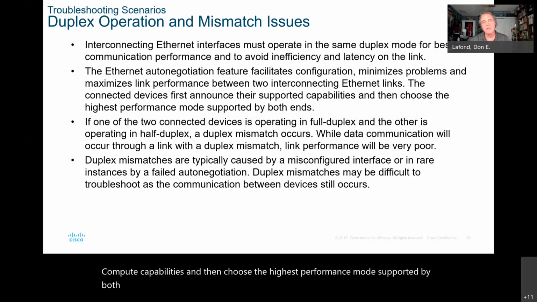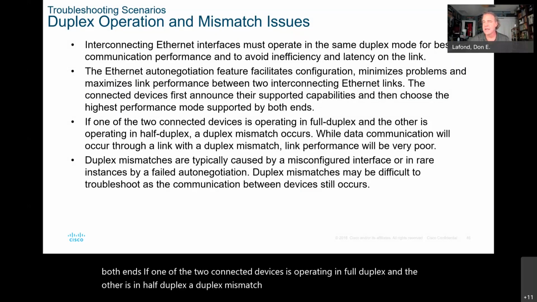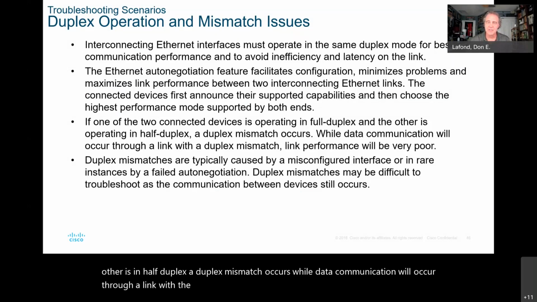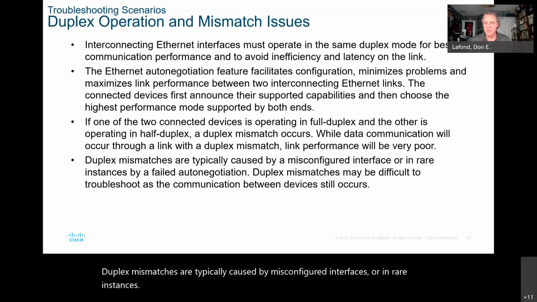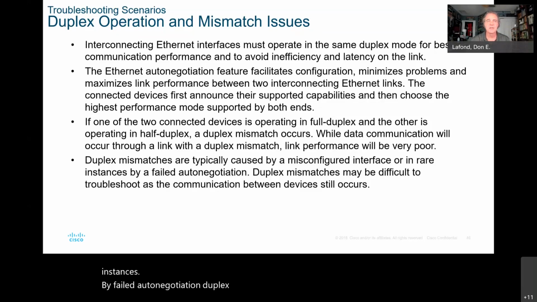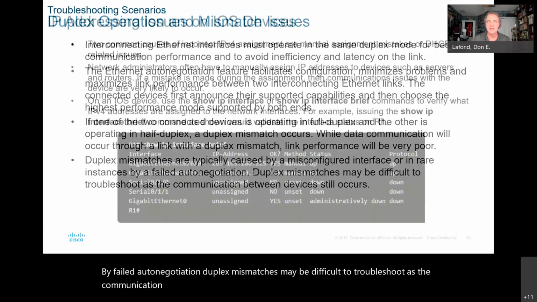If one of the two connected devices is operating in full duplex and the other is in half duplex, a duplex mismatch occurs. While data communication will occur through a link with a duplex mismatch, link performance will be very poor. Duplex mismatches are typically caused by misconfigured interfaces or, in rare instances, by failed auto-negotiation. Duplex mismatches may be difficult to troubleshoot as the communication between devices still occurs, just degraded.